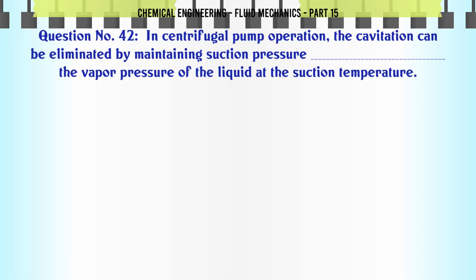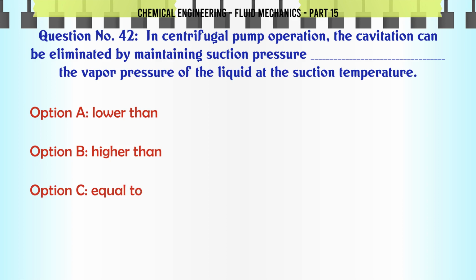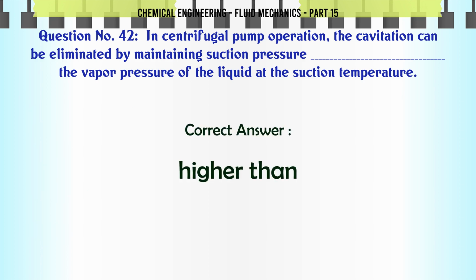In centrifugal pump operation, the cavitation can be eliminated by maintaining suction pressure the vapor pressure of the liquid at the suction temperature: A. lower than, B. higher than, C. equal to, D. none of these. The correct answer is higher than.